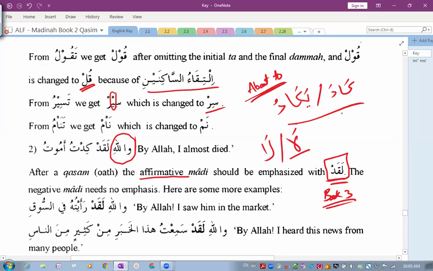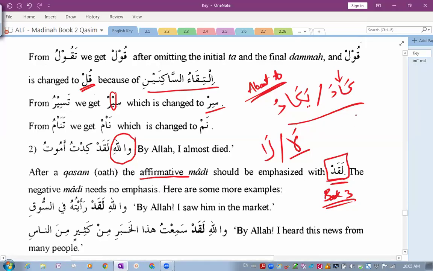It is a nakis verb, just like kana, yakunu. Isn't it an ajwaf verb? Yes, it is ajwaf, so the middle radical is a weak letter. I think it was kavida. Actually, it was kavida, yakvudu, which became kada, yakadu. Let me just check. Yes, it is kavida, so kavida yakvudu became kada yakadu.